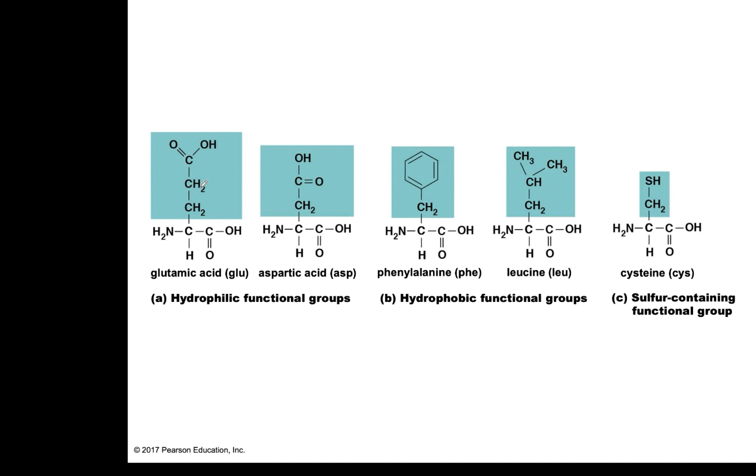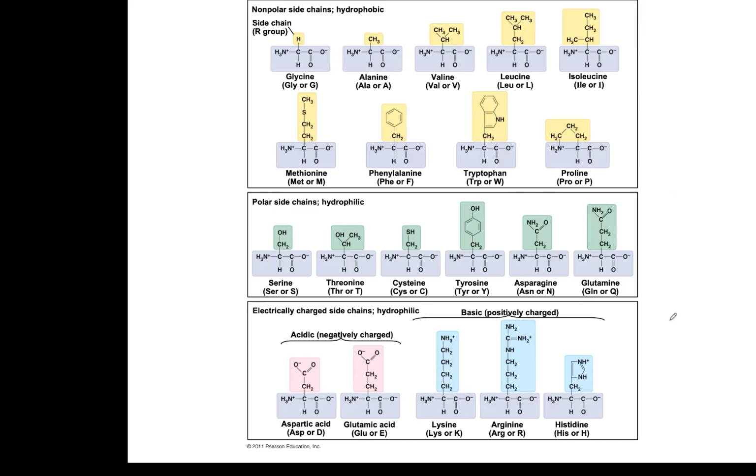According to different R group, each amino acid has its unique name. In this case, if R group has this chemical composition, this amino acid is called glutamic acid. If another R group has this chemical composition, then it is called aspartic acid. Phenylalanine, leucine, cysteine. In the case of cysteine, you can see some disulfide bond. This is a sulfur. S is sulfur. So a sulfur-containing functional group. The chemists already classified 20 kinds of amino acids.